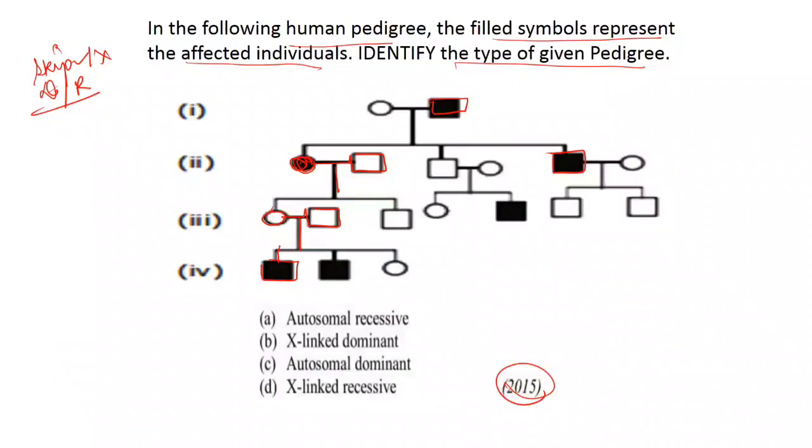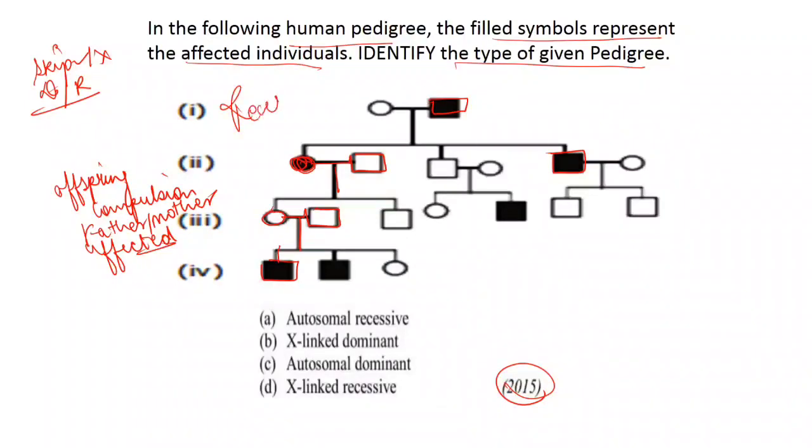And I have said that if offspring are affected, then it is a compulsion that the parents must be affected for a dominant trait. The father or mother should be affected for the dominant trait. So from here we come to know that this is not a dominant trait. This is a recessive condition. So now we will skip options B and C because it is a recessive case.